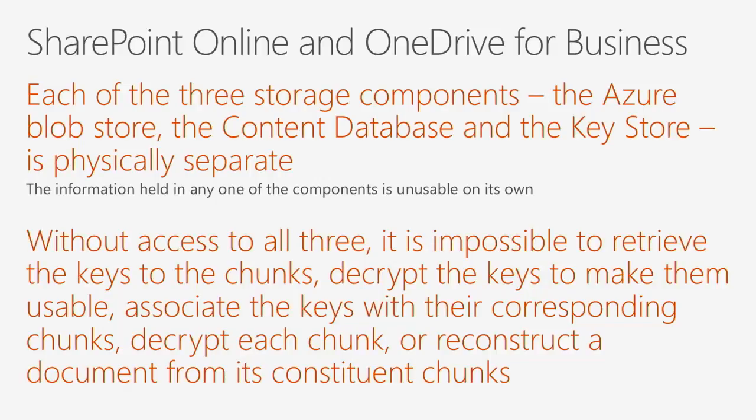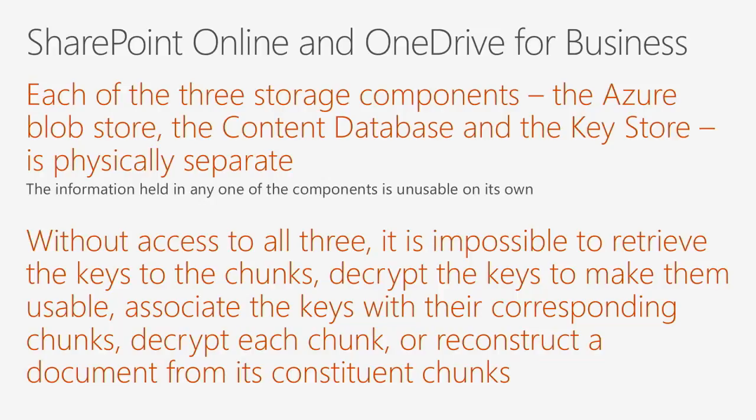So all of these 3 repositories where we store the encrypted data, all of them are completely separate, and the way in which we carve up the data and encrypt it basically makes each piece completely unusable without the other pieces. So without, as you can see, without access to all 3, it would be impossible to receive the key from the chunks. It'd be impossible to decrypt the keys to make them usable.